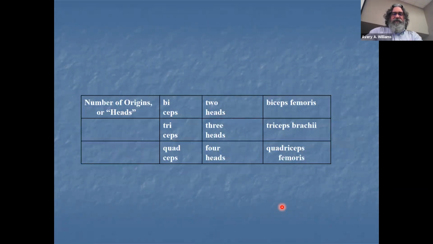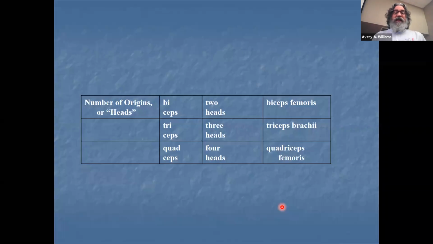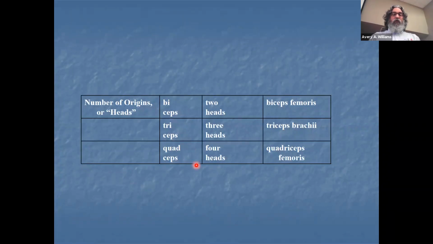And then this one, number of origins. Remember, some muscles can have more than one origin. Like you saw, the sternocleidomastoid has more than one origin, but they name that one according to its origin and insertion. But sometimes you can name it after the number of heads. Remember, the number of heads and the origins is the same thing. And you can see the terms like bi, tri and quad mean 2, 3, and 4. And ceps means head. Biceps, triceps, quadriceps. Now, I threw in quadriceps femoris so I could use the word quad, just to have more than just 2 muscles.